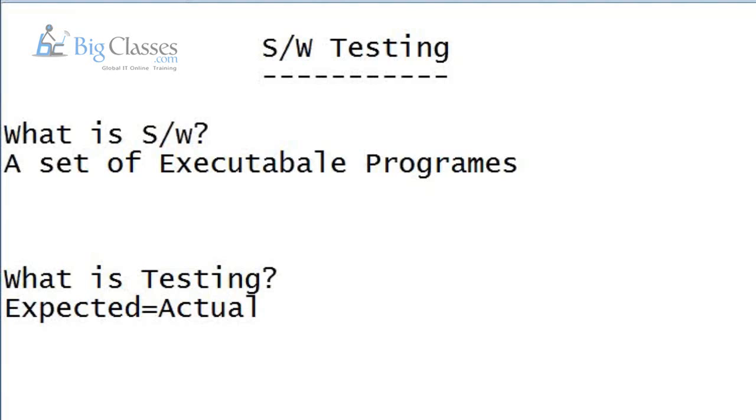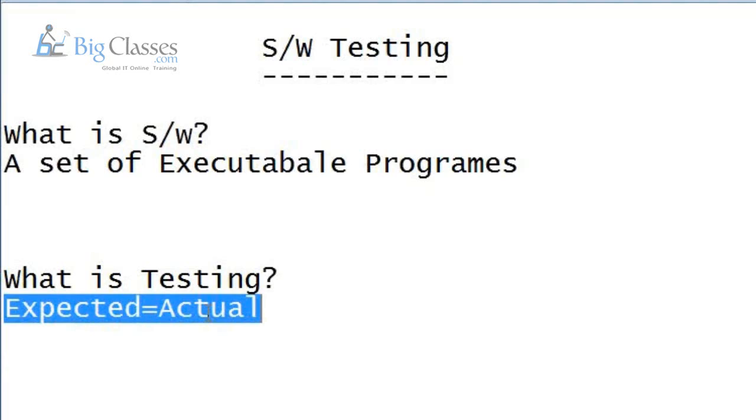What are the expected values? What are the actual values? The customer's expectations before getting the product are called the expected value. After getting the product, it is the actual value. Once again, guys, testing means the comparison between expected value and actual value. Whatever the customer expects is called the expected value. Based on the requirement, the finally developed product is called the actual value.